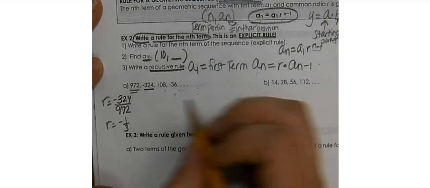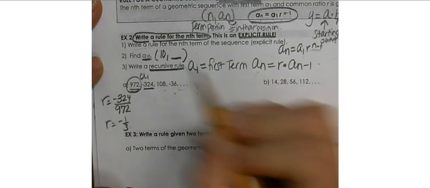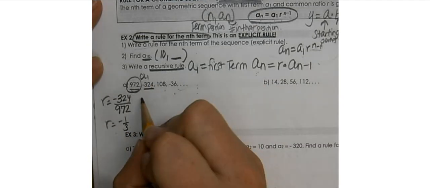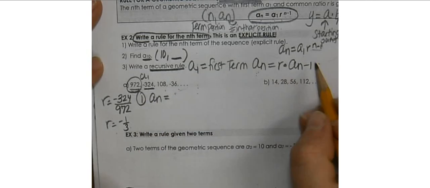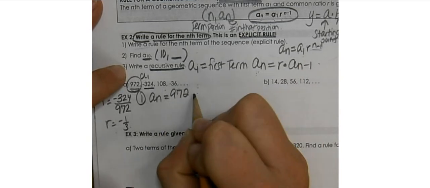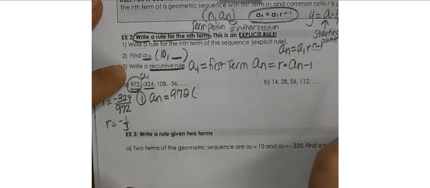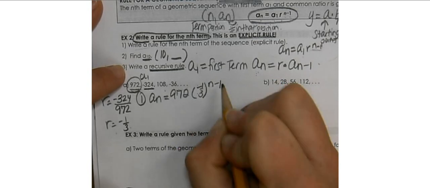So I have my first term is 972. This is my a sub 1. I have my r value. So I'm ready to write my equation. It's a sub n is equal to a sub 1, which is 972, times, and I would strongly recommend that you put your r values into parentheses. So that's going to be negative 1/3 raised to the n minus 1 power.